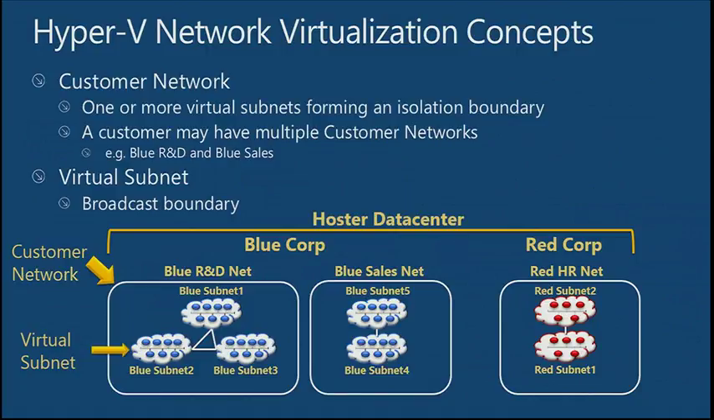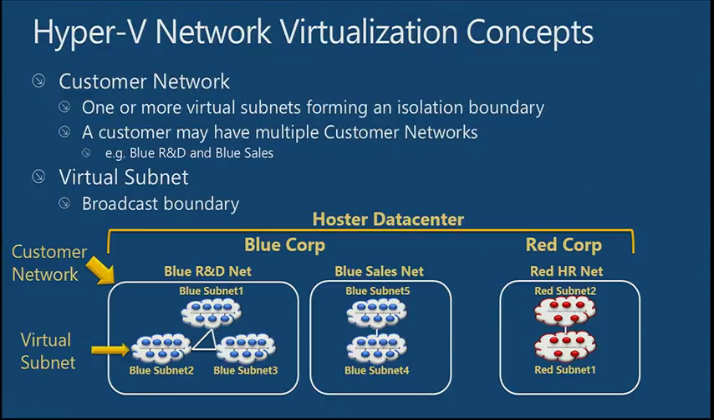We'll delve into that a little bit further in a second. A couple of other concepts. We've got what we call a customer network, which is effectively a collection of subnets that form an isolation boundary. Machines in that network can talk to one another; if you're outside of that network, you can't. You could have multiple customer networks, but you're likely to have at least one, and they are isolation boundaries. So machines in blue sales net can't see machines in blue R&D net, and machines in red HR net can't see either of the other two.